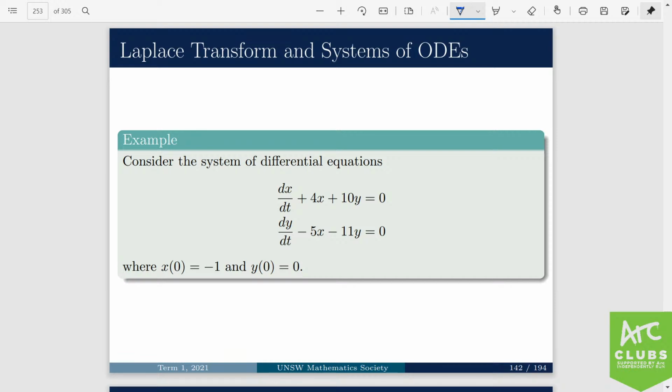So we're talking about Laplace transforms and systems of ODEs. So we've got these two differential equations. I think I write this later on, but if it helps, you can think of this as just x dash, and this as y dash, if that's more familiar to you. So we've got these two ODEs, and we've got some initial conditions here.